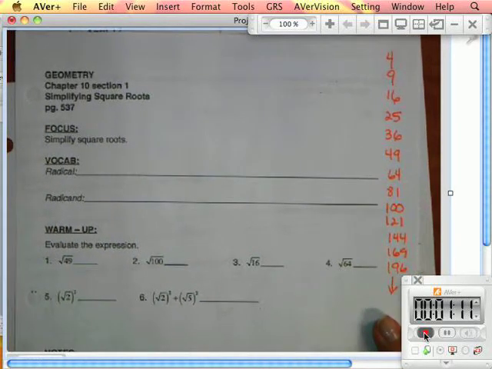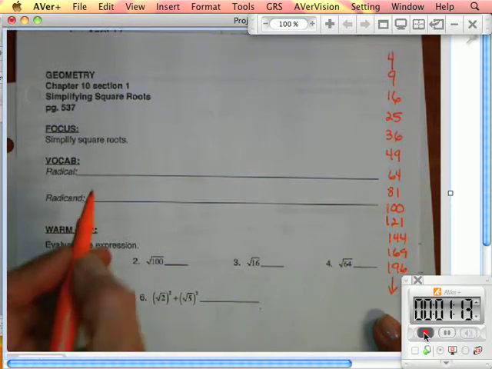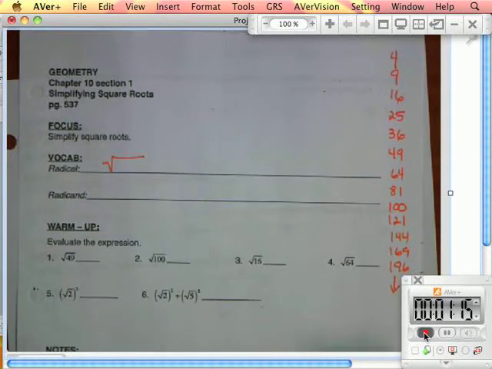Are you ready? Is that it? That's it. Are you serious? I actually wrote small. Gotcha. All right. Now, that's a radical right there. We always call it the square root sign. It's called a radical, another word for it. Square root sign it is.